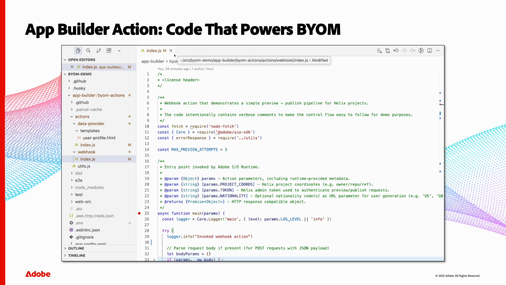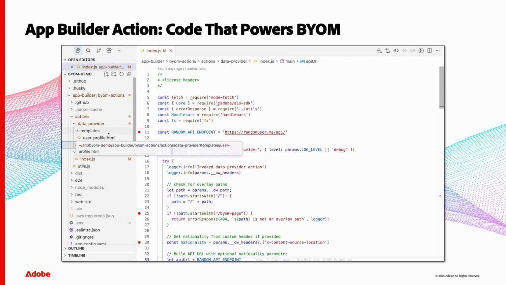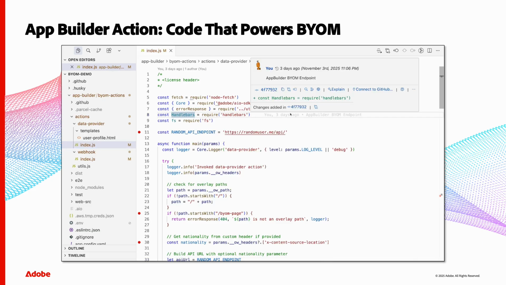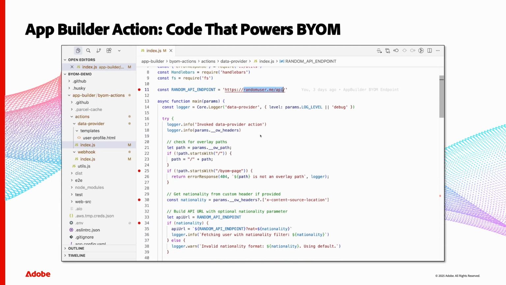So let's close this one and we move over to data provider index.js. As this is the action that fetches a user, shapes the data, and renders HTML by a handlebars template. And the first thing that we notice here is the random API endpoint, which in our case will fetch the user from randomuser.me/API. And as previously mentioned, the entry point for such an action is always the main function. We have some logging available to us.